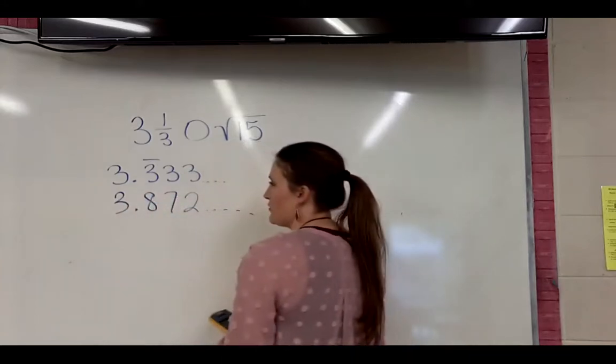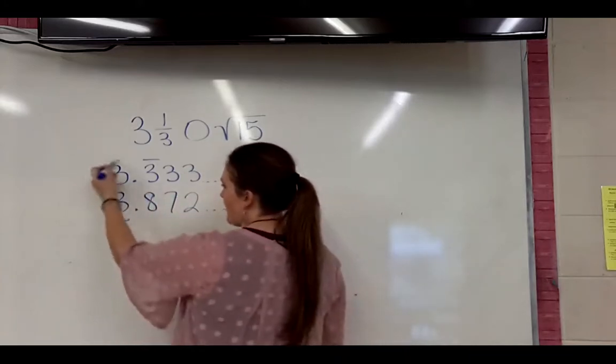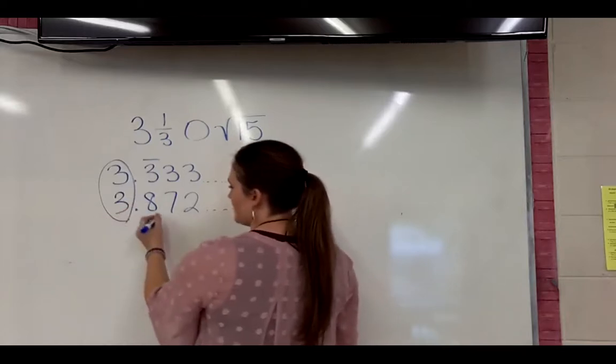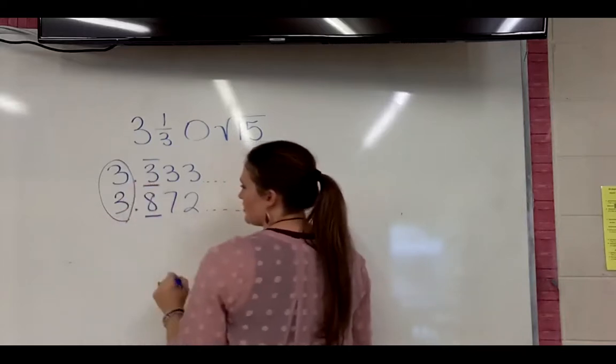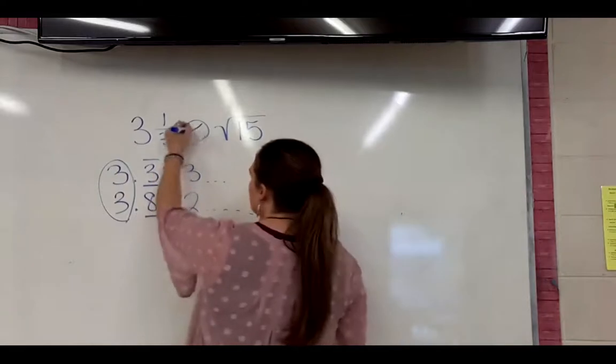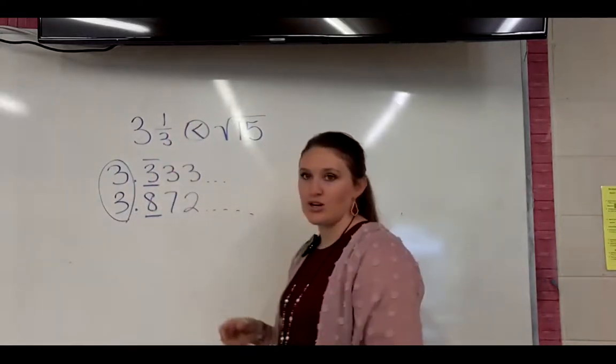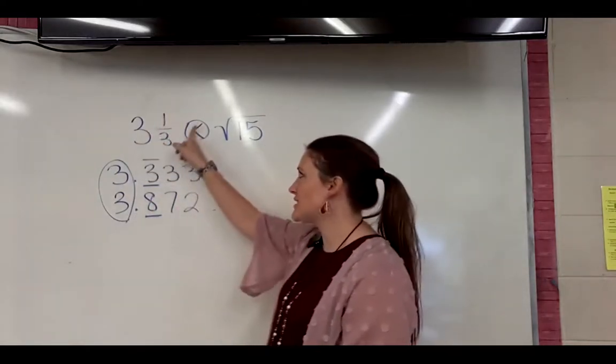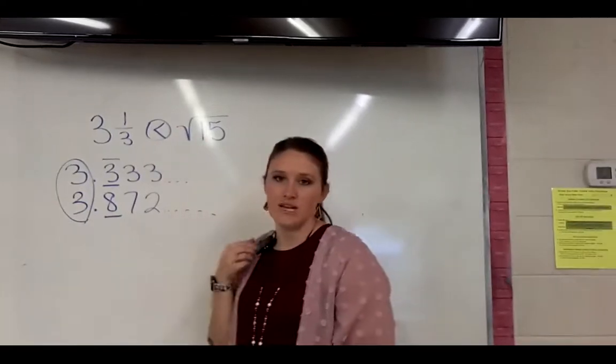It is 3.872 and some other random numbers. So what we do, they both have the same whole number, so we have to look behind the decimal. This one has an 8 and this one has a 3. 8 is bigger, so the square root of 15 is bigger. So it should be 3 1/3 is less than the square root of 15.